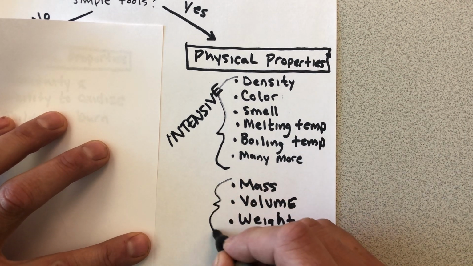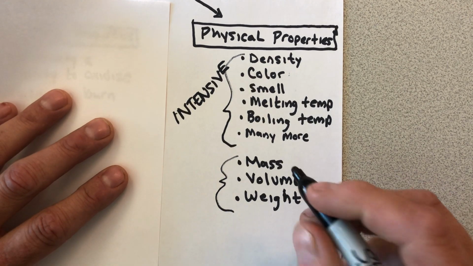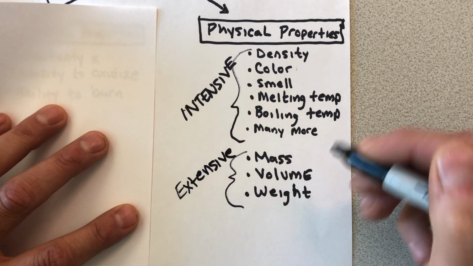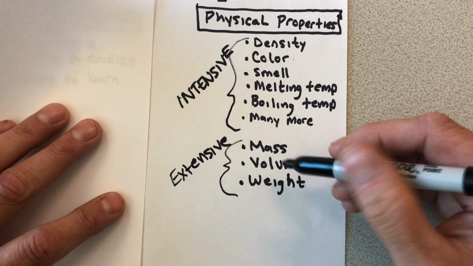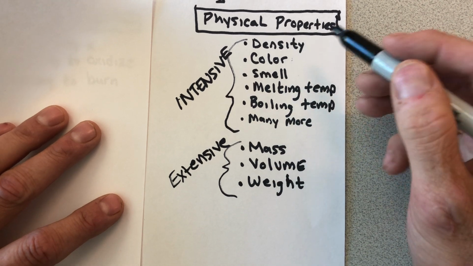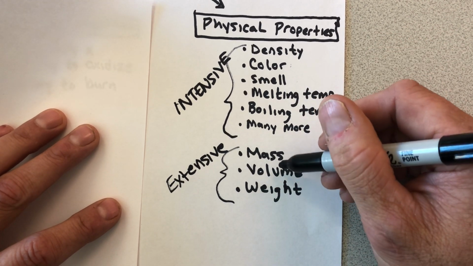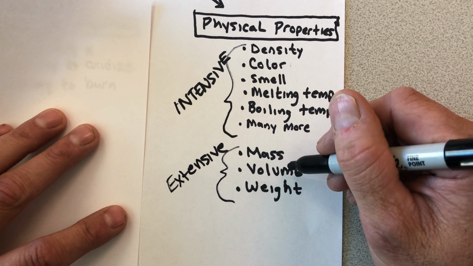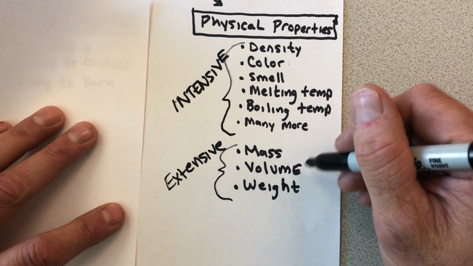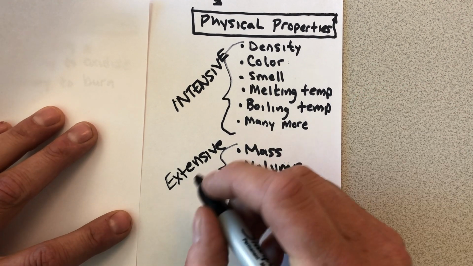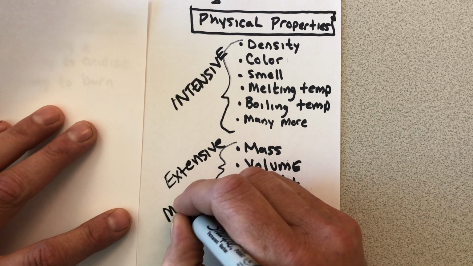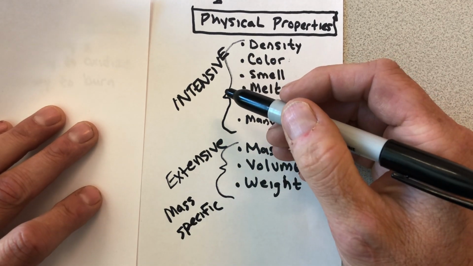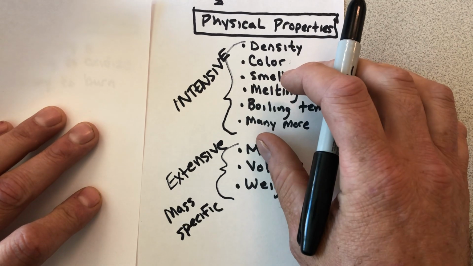These guys down here, though, mass, volume, and weight, these are known as extensive properties. And extensive just means that to make an appropriate value of the property, you have to actually measure these things, and the amount of the substance that is present determines these extensive properties. So extensive are kind of like mass specific, and the intensive properties are not mass specific, if that makes sense.